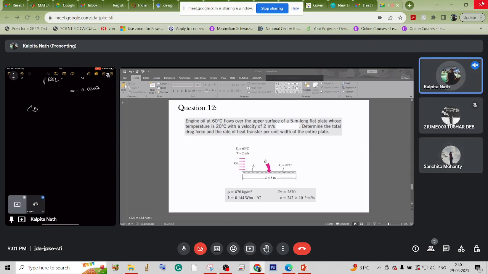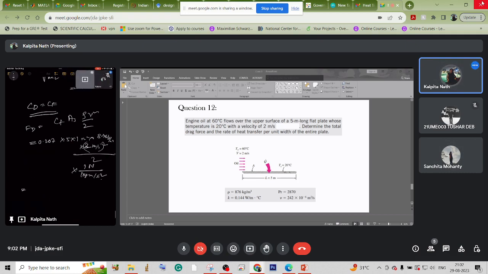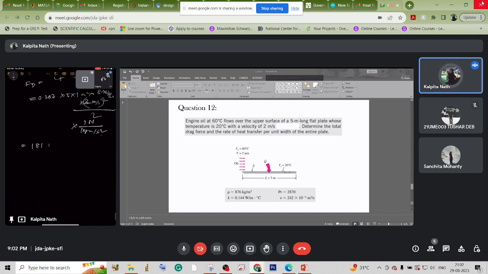Now for flat plate, CD is equal to CF, right? This we have used in the previous question also. So drag force is equal to CF, surface area, that is area of projection, rho V square by 2. So this is 0.0207 into 5 into 1 meter square into 876 kg per meter cube into 2 meter per second whole square upon 2, right? And this we convert at 1 newton, 1 kg meter per second square, right? So if you solve this later on, this will be 181 newton.